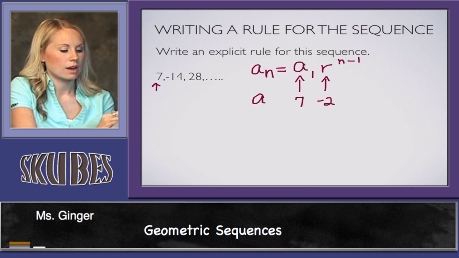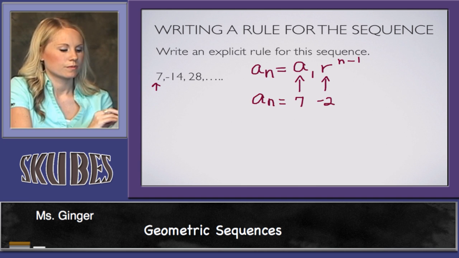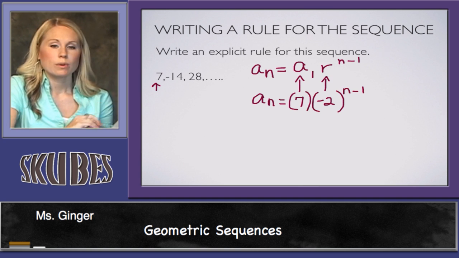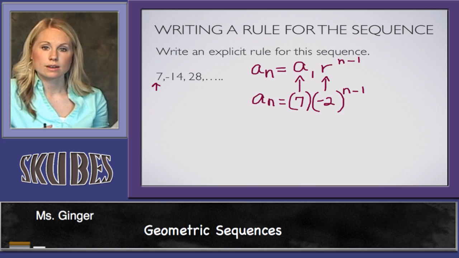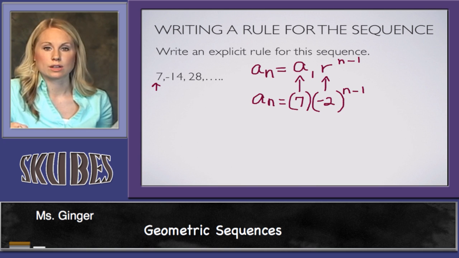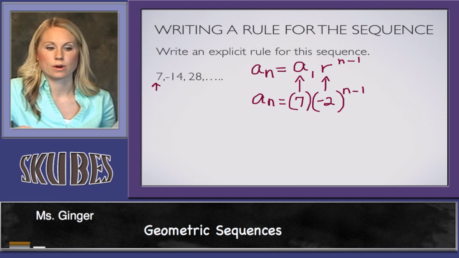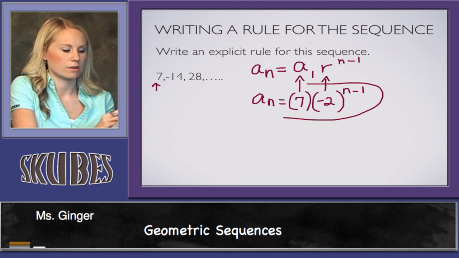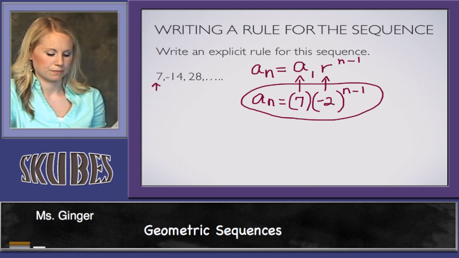So when I'm filling out and developing the rule, we'll have a sub n equals 7 times negative 2 to the n minus 1. We don't want to put in any number for n when we're writing a rule because a rule needs to still have a variable there so that we can use the rule to find any term we want. All right, so here's our rule right here. Easy as that.